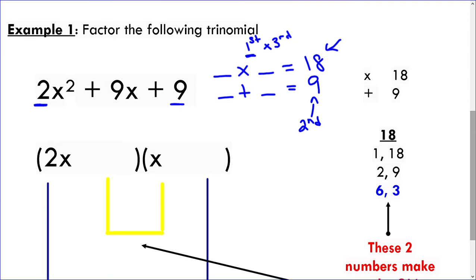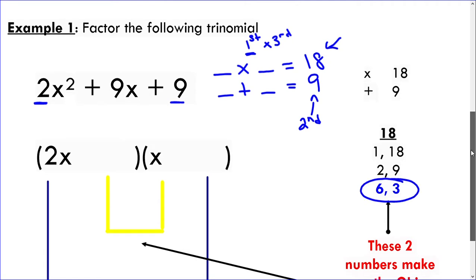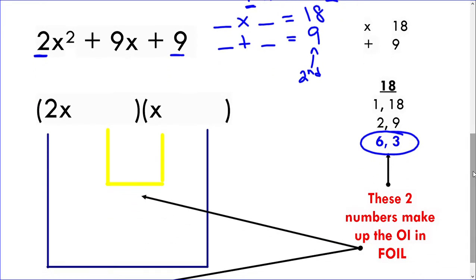So if I take a look at 18, 1 times 18, 2 times 9, 6 times 3, it looks like 6 and 3 are going to be the ones. These two numbers are going to be the ones that make up the OI in FOIL. So we would take our 6 and our 3, and understand that we'd have a 6x and a 3x that's going to make this work.